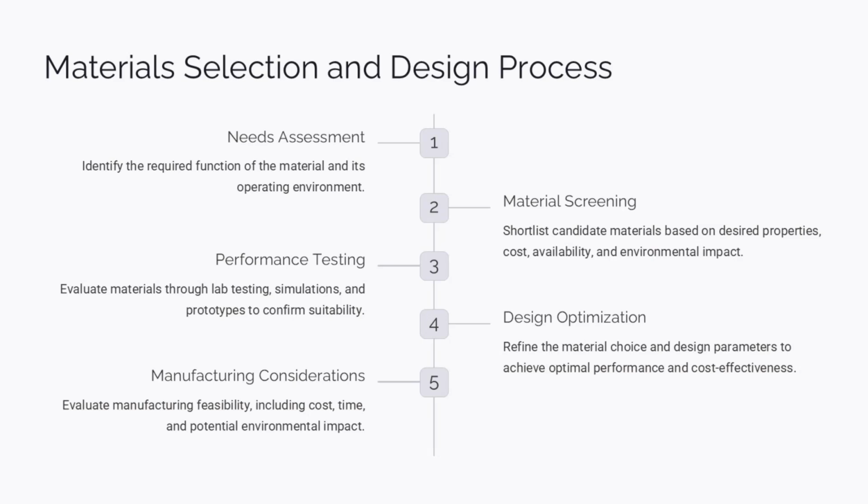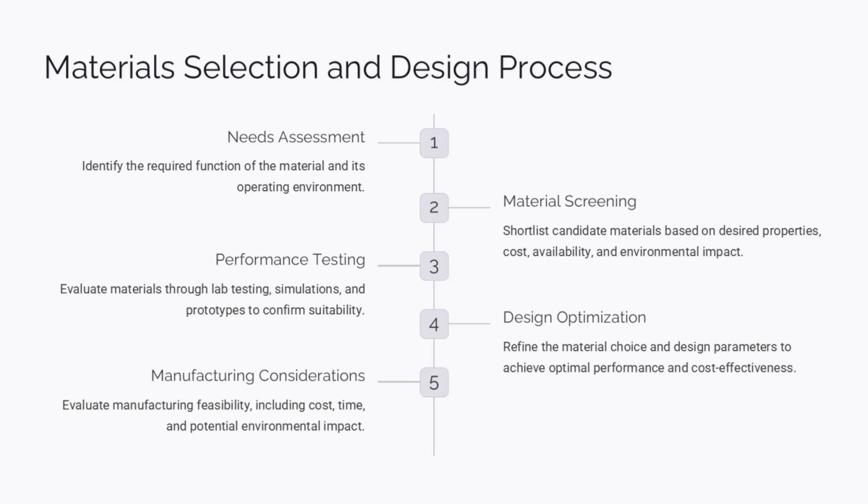We start with a needs assessment to identify the key requirements for the material, its intended function, the conditions it will be used in, and any other critical factors. Next, we screen candidate materials based on desired properties like strength, durability, cost, availability, and environmental impact. This helps us narrow down the options.